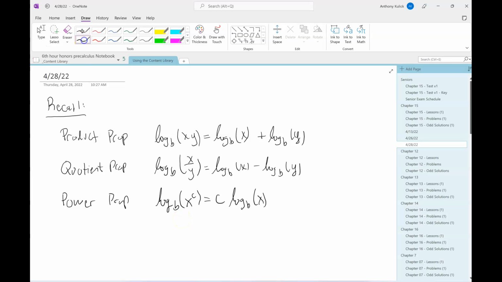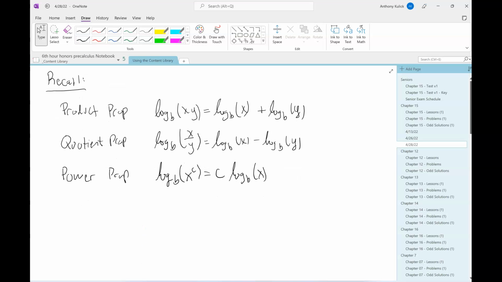So, last time we had defined a logarithm and we talked about the four properties of logarithms. I omitted the change of base formula here because it's not relevant to this next set of examples we're going to run through. So we talked about the product property, quotient property, and power property.